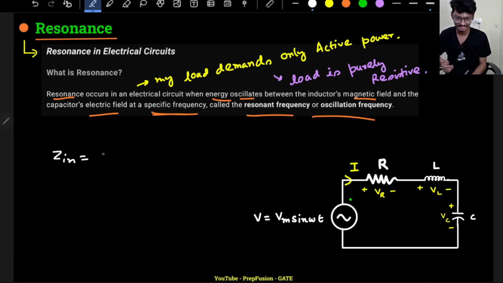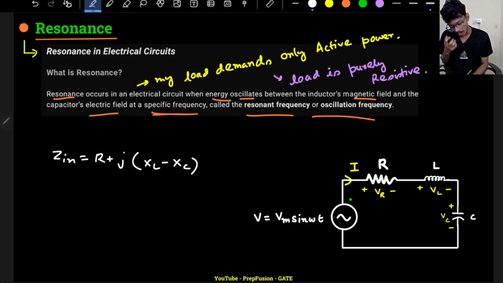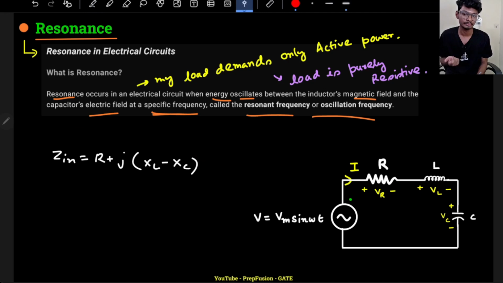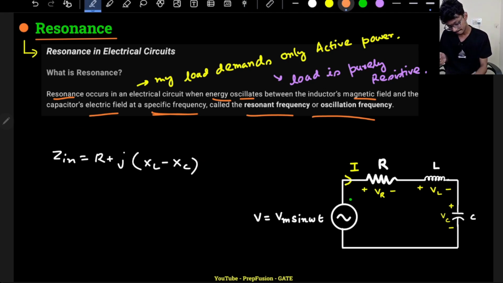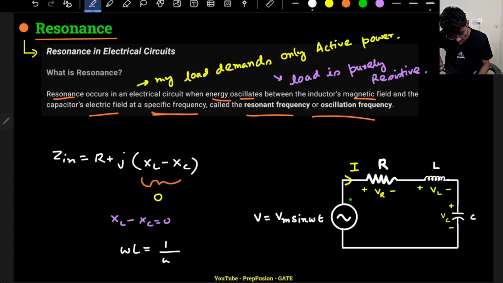Zin, it is a series circuit, right? It will be simply R plus j(XL minus XC). This we have already learned in the phasors. So how will my input impedance become purely resistive? This will only happen when this component is 0. Then only my impedance will be purely resistive. So XL minus XC has to be equal to 0. That means XL, which is omega L, equals 1 by omega C.